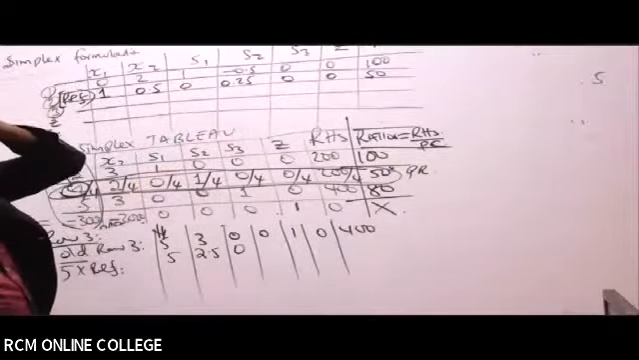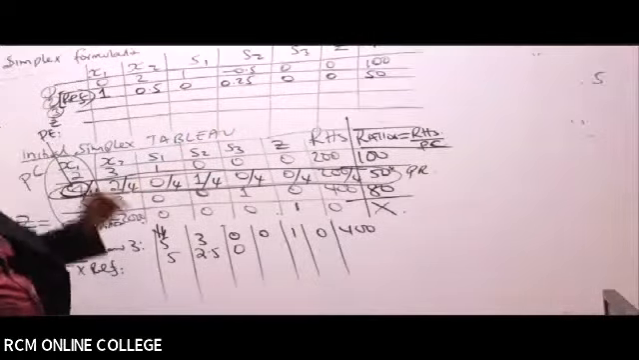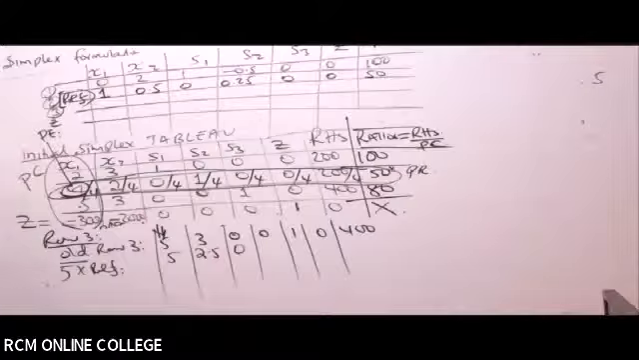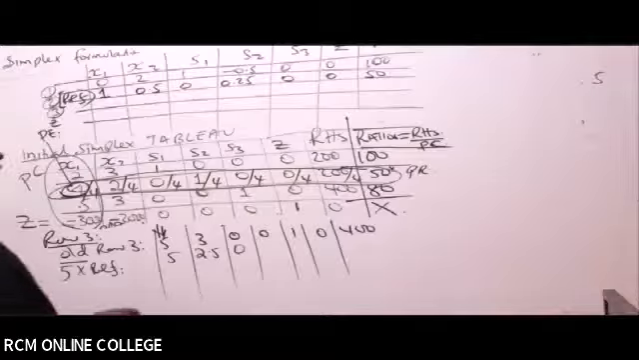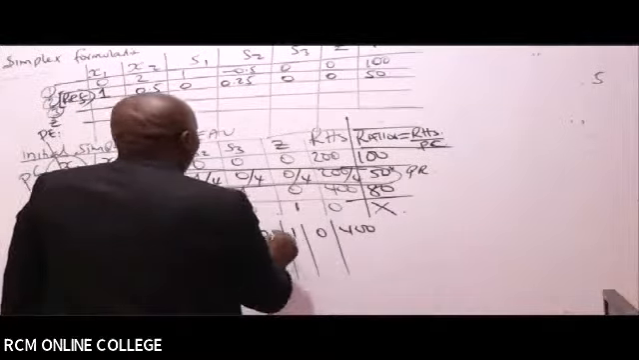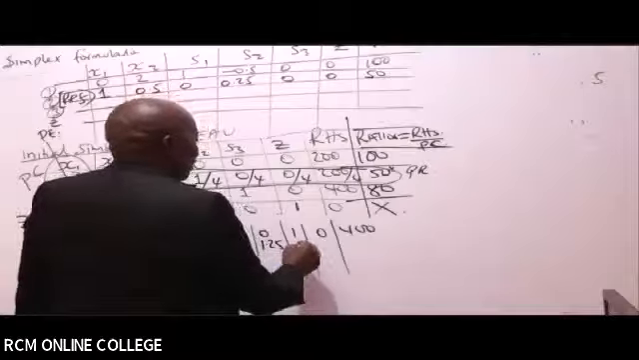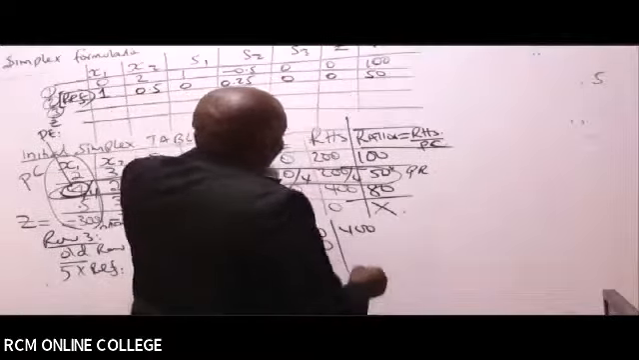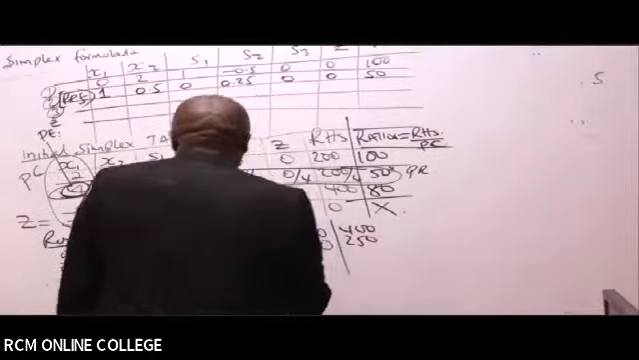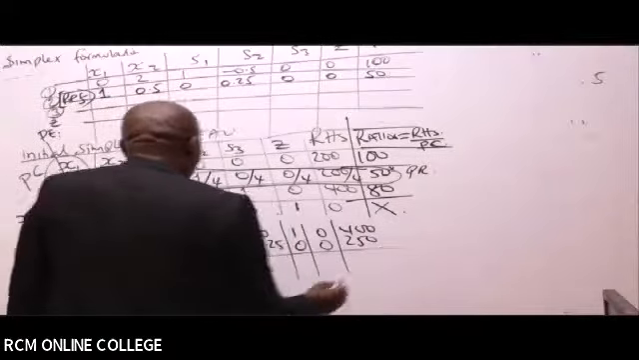5 times 0.25 gives me what? 5 times 0.25 gives me 1.25. Then we have 0, 0. And then we have 5 times 50, that gives me 250. Do the row reductions now.